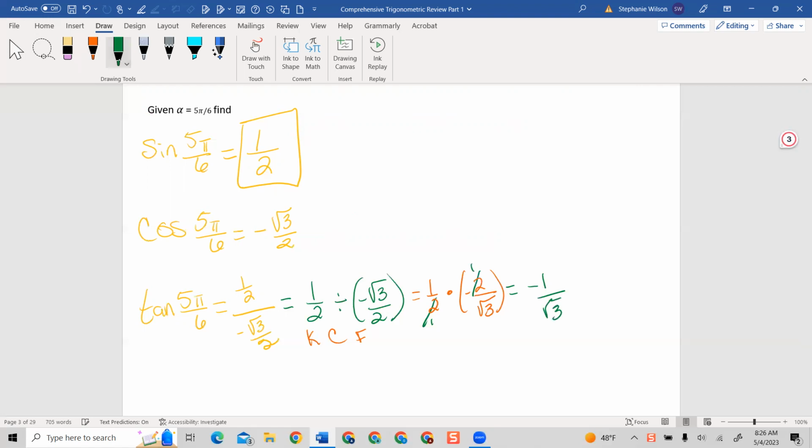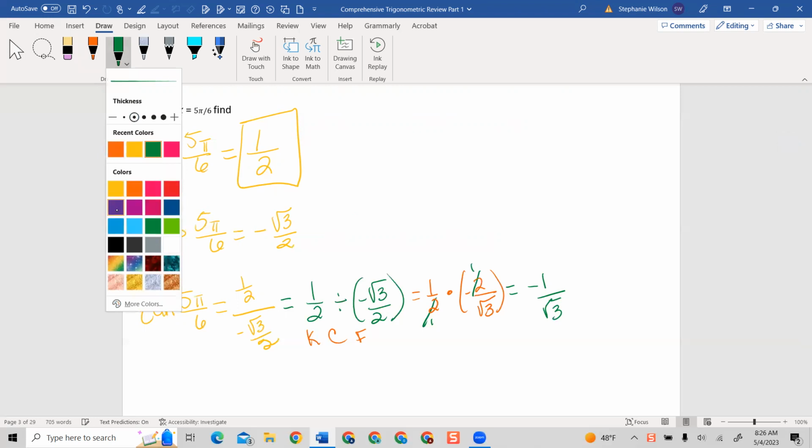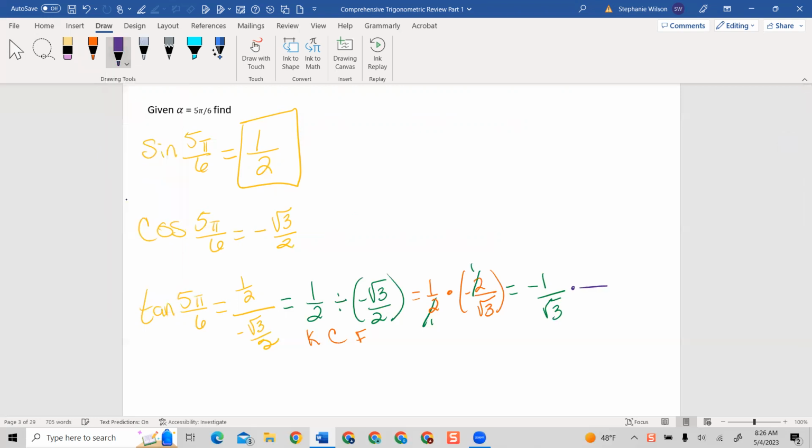However, we can't have the square root of 3 in the denominator. So I'm going to multiply by the conjugate, which is square root of 3. And now I have -1 times the square root of 3 over square root of 3 times square root of 3 is just 3. That is my answer.